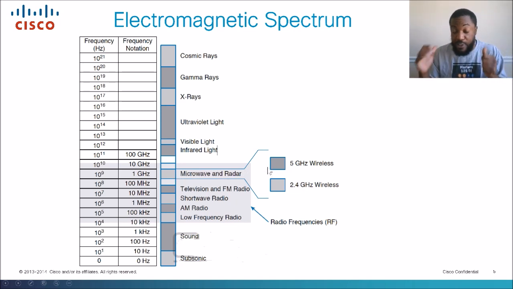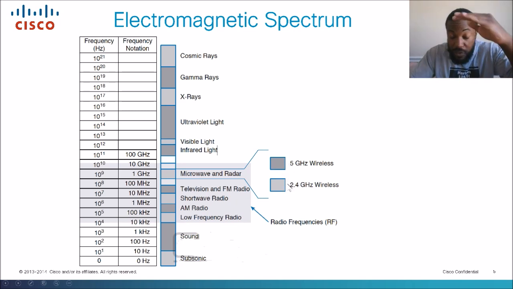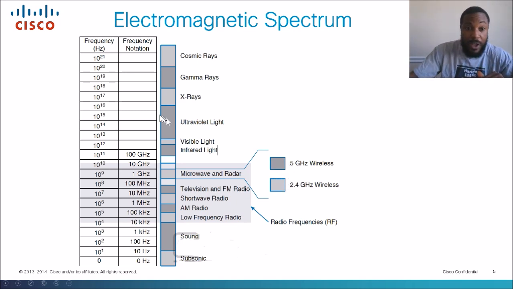So for this video, we're going to put a microscope on this range right here, the one between 1 gigahertz and 10 gigahertz, or more likely between 1 and 6 gigahertz, right? So we're going to be studying that range right here. Once you start getting up here, 10 gigahertz, 100 gigahertz, et cetera, it starts becoming infrared light, right? Like for your remote control, right? And then visible light, where you could actually start seeing it.